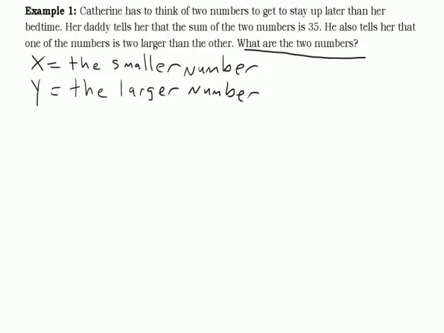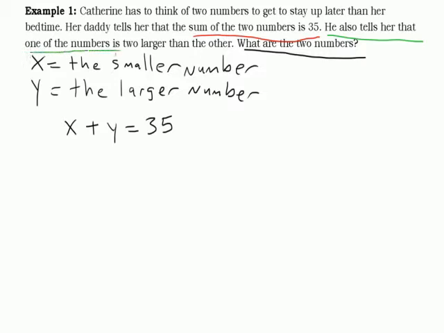Now, rereading the problem again, we're going to notice a few things. The sum of the two numbers is 35. That's got to relate in some way to what these two variables are. And in particular, what we're going to see here is that should say that x plus y is 35. The second statement here, I'm going to underline that in green.